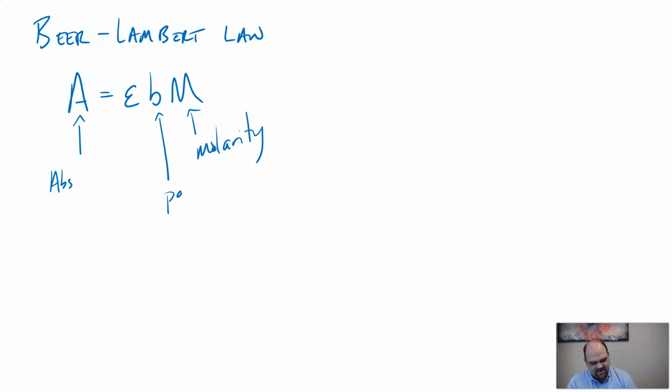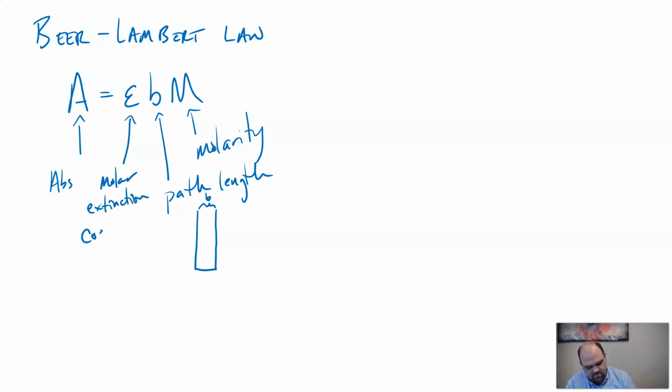B is the path length, sometimes called the cell length, and that's the actual distance of the cuvette, the width of the cuvette that the light passes through. And so this distance here is B. And then this last one, epsilon, this is our molar extinction coefficient. This is sometimes called molar absorptivity. And it's essentially that relationship, that factor by which we scale, by which we relate the concentration to the absorbance, that molar absorptivity, molar extinction coefficient.